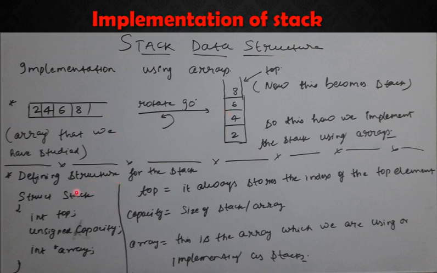The structure for the stack: we need to define a user-defined data type, which is struct stack, and into this we'll have three parts. First will be top, second will be capacity, and third will be array. Top is of data type integer, capacity is of data type unsigned. Unsigned means this capacity cannot be negative. And the third one is a pointer to an integer and its name is array. We'll see them in detail in this video only, so keep calm.